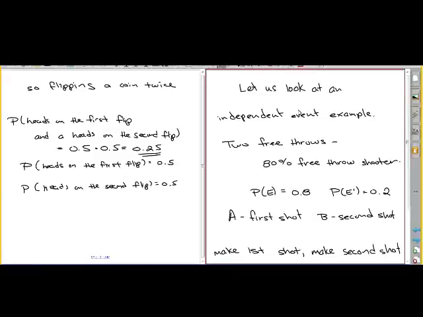Here's another example, shooting free throws. Now, theoretically, I guess if you make the first one, you might get nervous and you might have a lower percentage the second time when you shoot two shots, or you may get more confident, you may make the second one. So, we're assuming that this person's ability at shooting free throws is independent of whether they made the first shot or not.